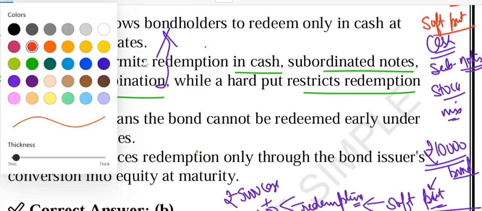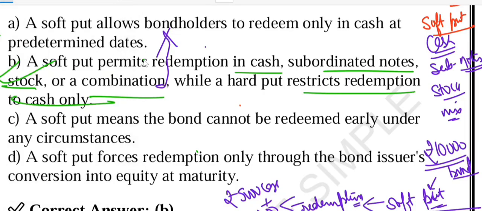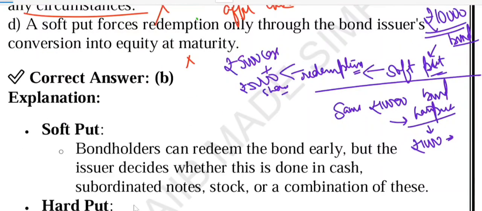What about option C? Soft put means the bond cannot be redeemed early under any circumstance. That is completely wrong, because it does not mean that the bond cannot be redeemed early. And option D says that soft put forces redemption only through the bond issuer's conversion into equity at maturity. No, soft put offers a choice, so it does not force conversion. So let me give you a real life example to understand this soft put.